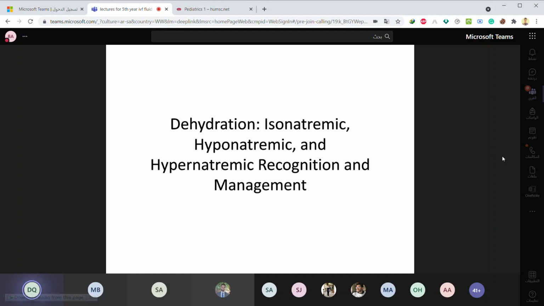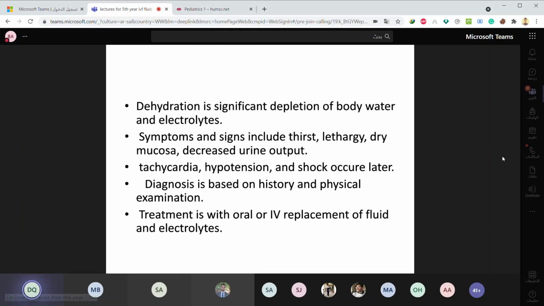We classify or divide dehydration into different types depending on the sodium level in the serum. Isonatremic dehydration when the serum sodium level is normal, hyponatremic in case of hyponatremia, and hypernatremic when the serum sodium is more than 145. We have to assess each case by case to determine the type of management and the type of IV fluid. Dehydration is a significant depletion of body water and electrolytes.